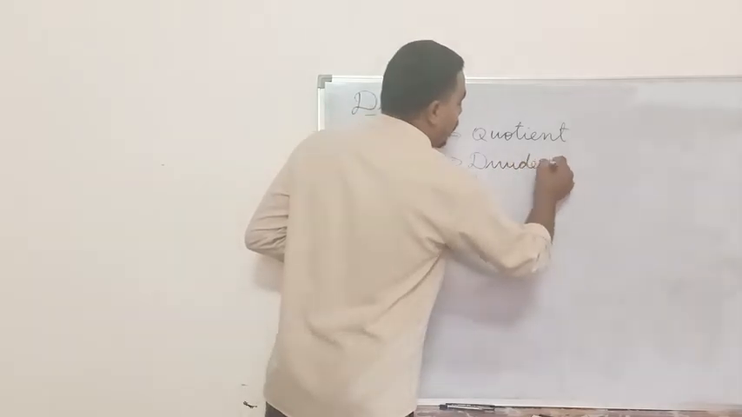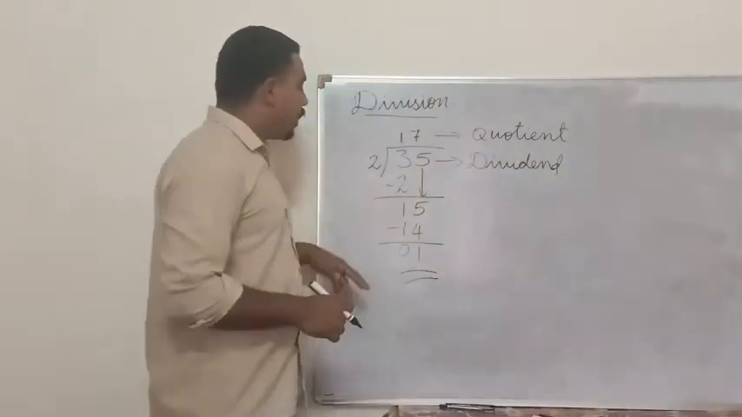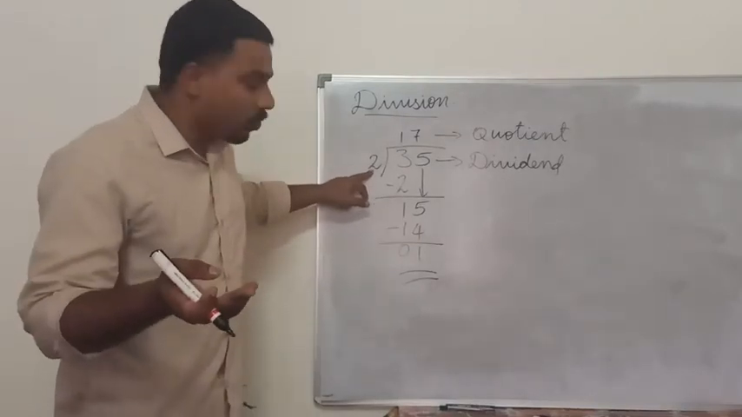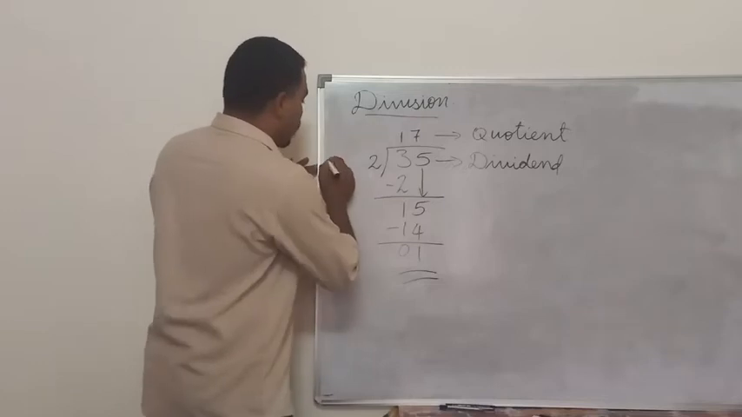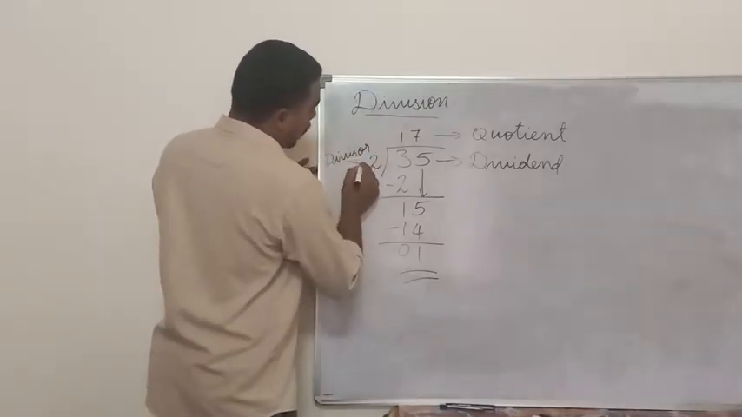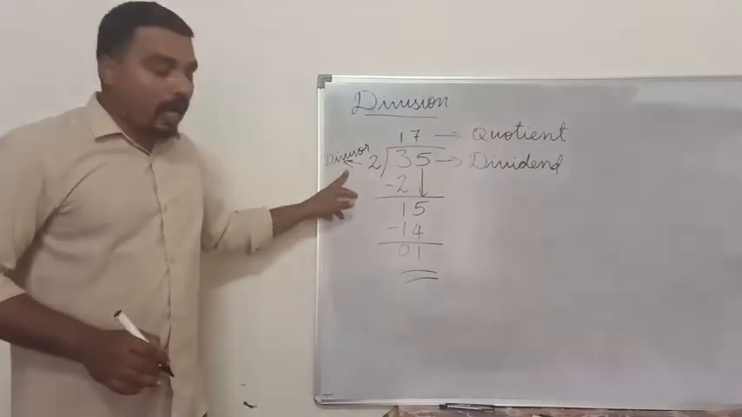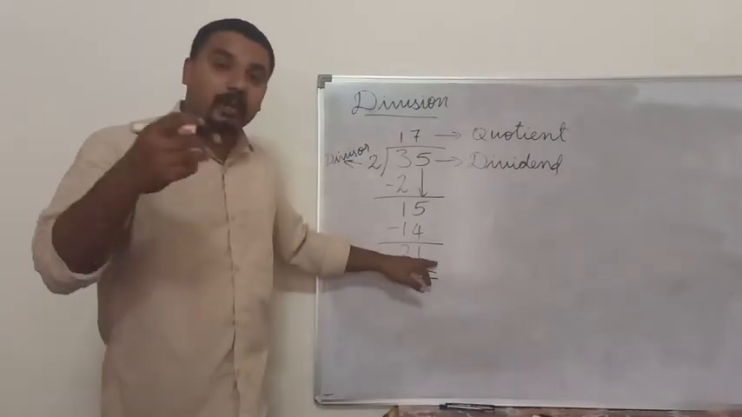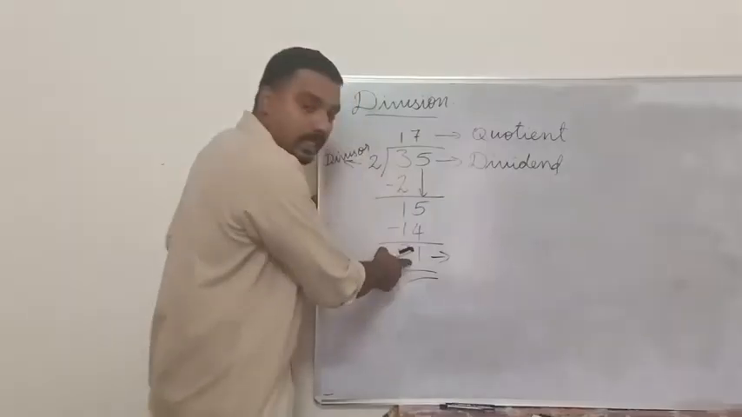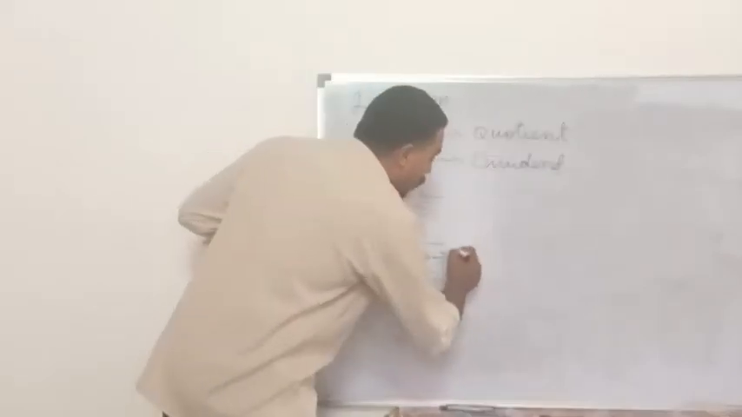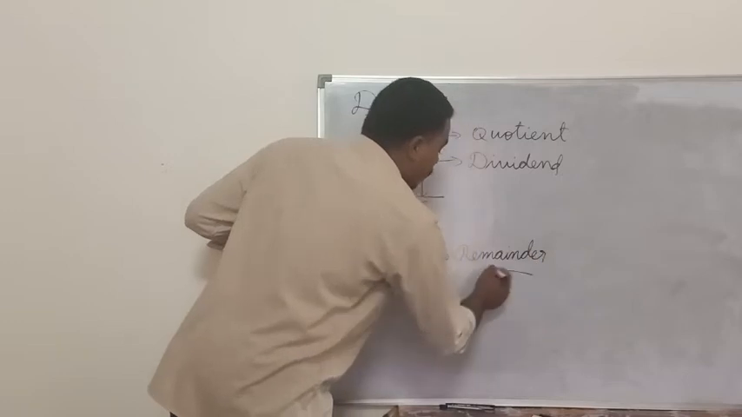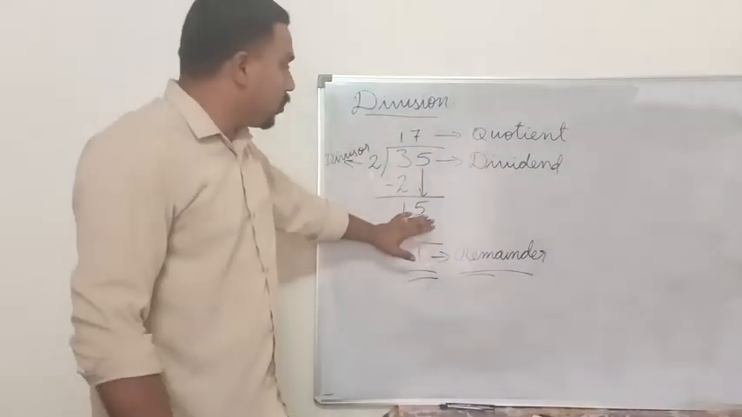This is called the dividend. Next is 2. By which number do we need to divide? This number 2 is called the divisor. And after division, if something is remaining, that is called the remainder. So here 1 is remaining. This is called the remainder.